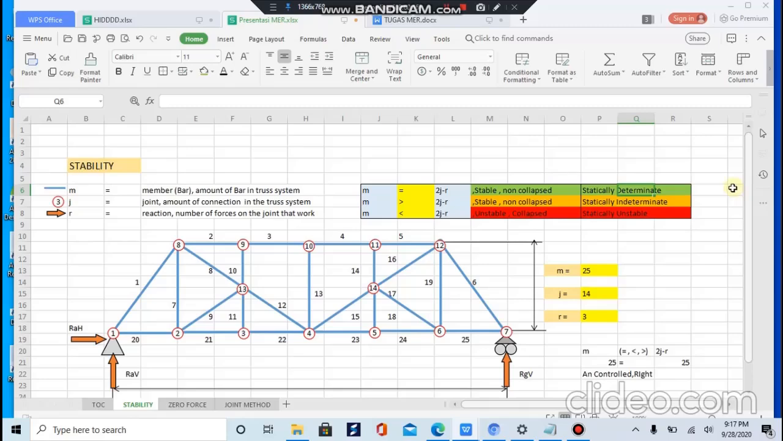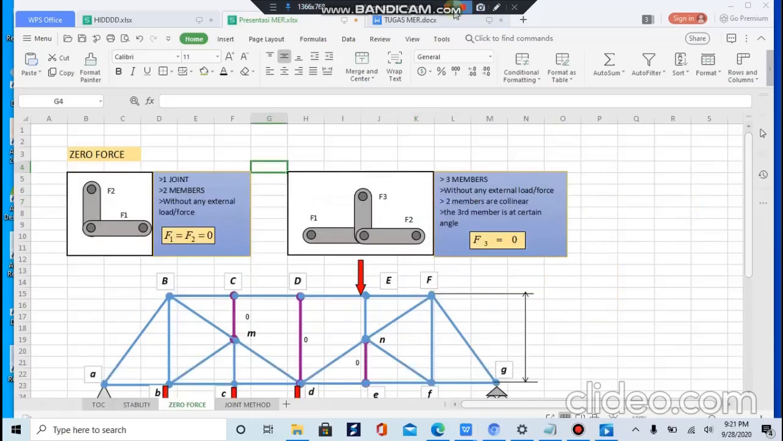Sometimes, to increase truss system strength, the contractor adds an additional member bar. This makes the truss system have a formula where M is bigger than 2G minus R, which means the truss system is statically indeterminate and cannot be calculated using the joint method because there will be many members with unknown values. The zero force members in the truss system will be explained by Andi. Time is yours.